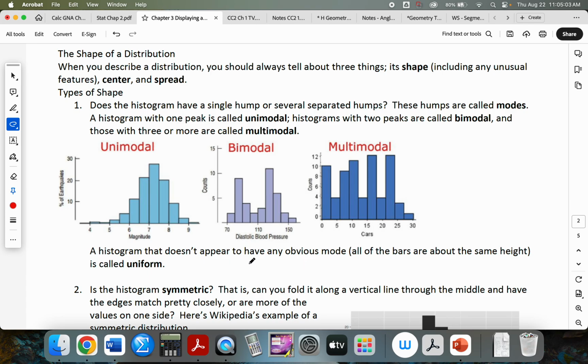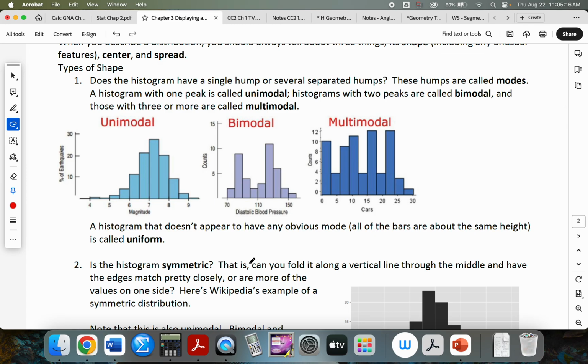A histogram that doesn't appear to have any obvious mode, like all the bars are about the same height, that's called uniform. Again, you don't see that very often. Another part of the shape is whether or not it's symmetric. Meaning, if you look to one side and to the other side, are the two sides about the same kind of a shape? So for example, in that unimodal one, it's unimodal and at least fairly symmetric.